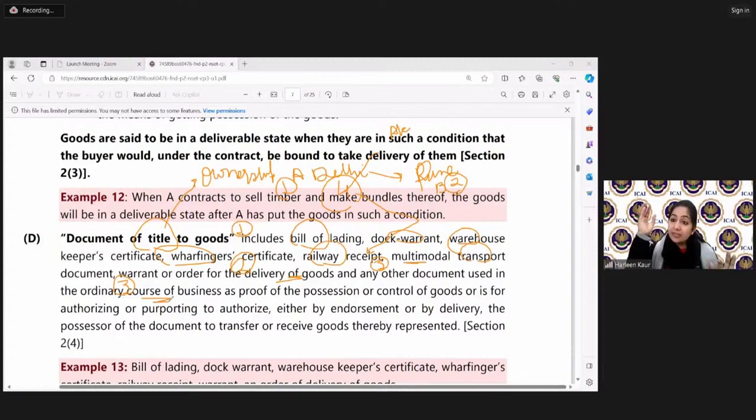Mr. A is sending the goods for his house wedding or some function, that is a separate story. We are doing business over here. That is what we are using the document of title for. So number one, all these are the names of the documents.